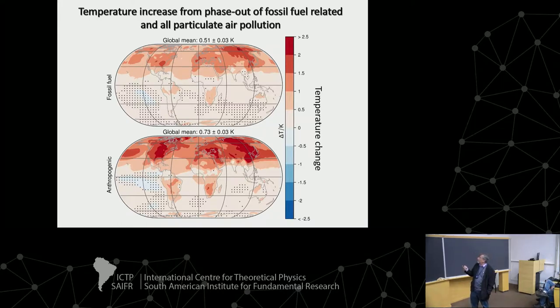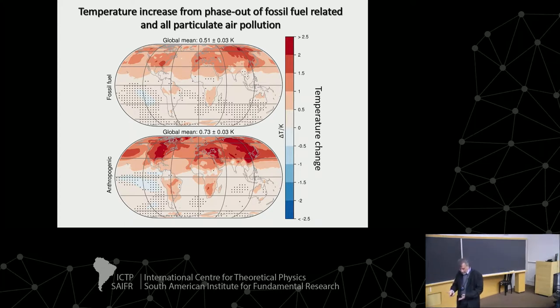This is a recent paper in Science that shows the temperature increase if you phase out all fossil fuel related and all particulate air pollution. Surprisingly, we are heating up the global temperature by plus 0.73. It can look contradictory. You are removing greenhouse gases, but together with the combustion process, you remove a part of the aerosols that are masking the heating. And then, in the final result, it looks very contradictory, we will have a much more significant heating if we reduce the combustion from fossil fuel. And you see that most of the heating will be in the northern hemisphere. So just for you to have an idea of the contradictory aspects of climate change.